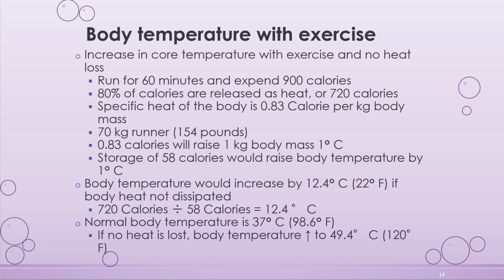And body temperature would increase by 12.4 degrees Celsius if the body heat is not dissipated. So you have 720 calories divided by 58 calories equals 12.4 degrees Celsius. Normal body temperature, we all know now, is 98.6. If no heat is lost, body temperature increases to 120 degrees Fahrenheit.